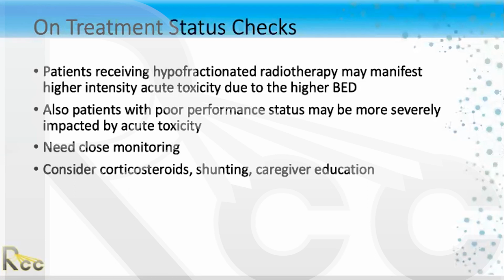So I think it's important when you're giving a higher intensity of treatment, at least acutely, that these patients are very closely monitored and that you have a good handle on supportive care interventions, including corticosteroids, caregiver education, and in some cases, maybe even upfront shunting if you're worried that inflammation is going to cause obstruction of CSF flow. So I think it's important as physicians that we are very tuned into the potential acute toxicities caused by hypofractionation.